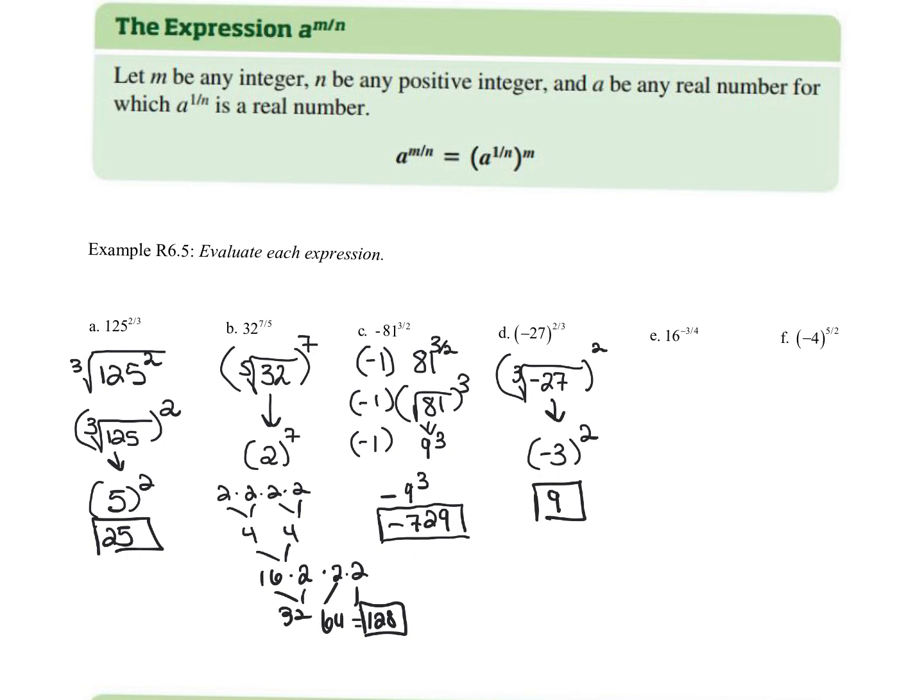Letter E, they're so tricky. Letter E, there's a negative on the power, so don't forget your rules. If the power is negative, you drop that thing with the power to the other side of the fraction bar or pull it up to make it become a positive. And once I do that, I can just do what I've been doing, 1 over 16. I want to take the fourth root of 16, and then I want to cube it. So the fourth root of 16 is 2. 2 times 2 times 2 times 2 is 16. And then I need to cube that. So I have 1 over 8.